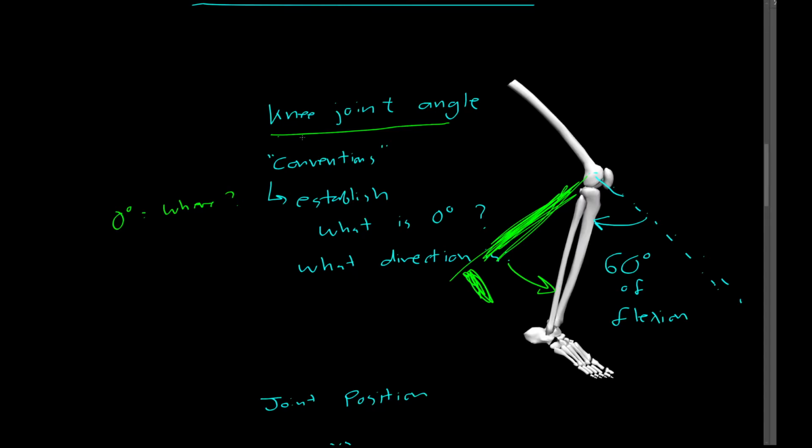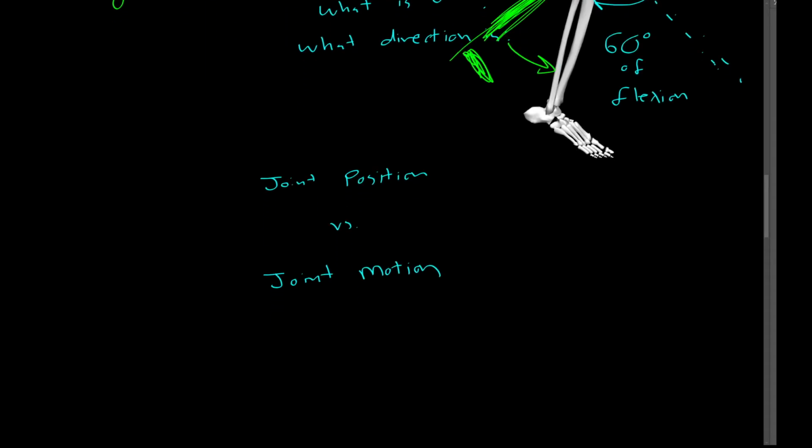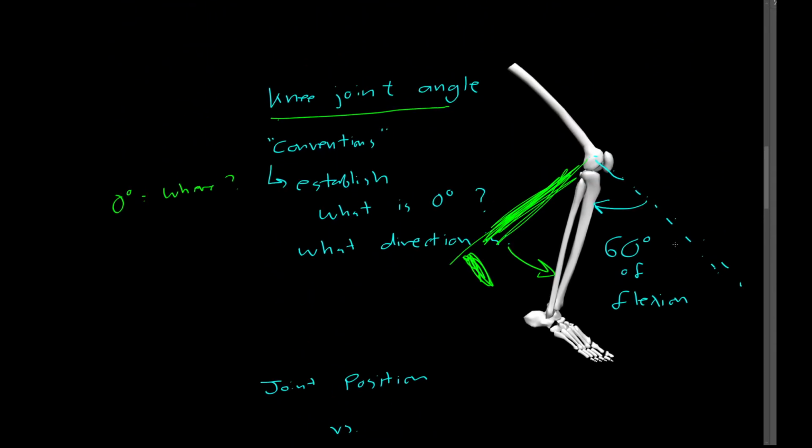Number two, realize that there is a difference between joint position and joint motion and how we describe things. And it's perfectly reasonable for the knee to be in a position of flexion, but for me to be extending it. Okay, so hopefully that's not too confusing, but it's important to get this technical stuff really squared away so we can talk about how the body's moving in 3 dimensions.